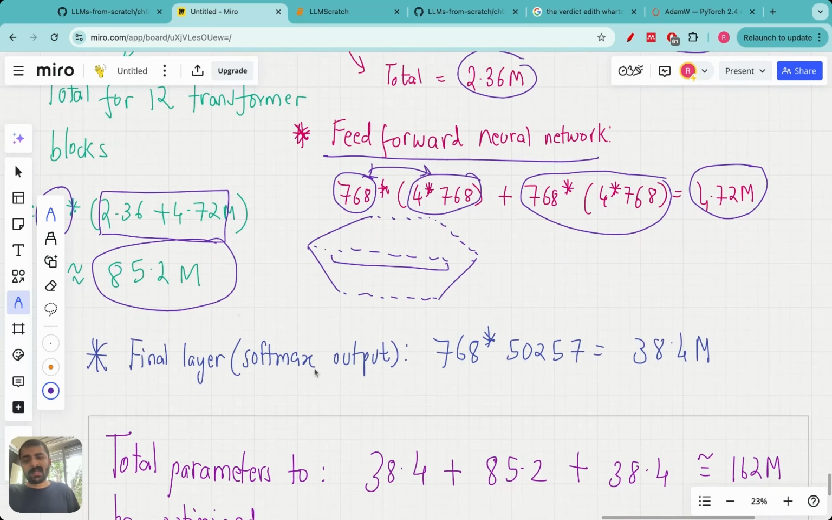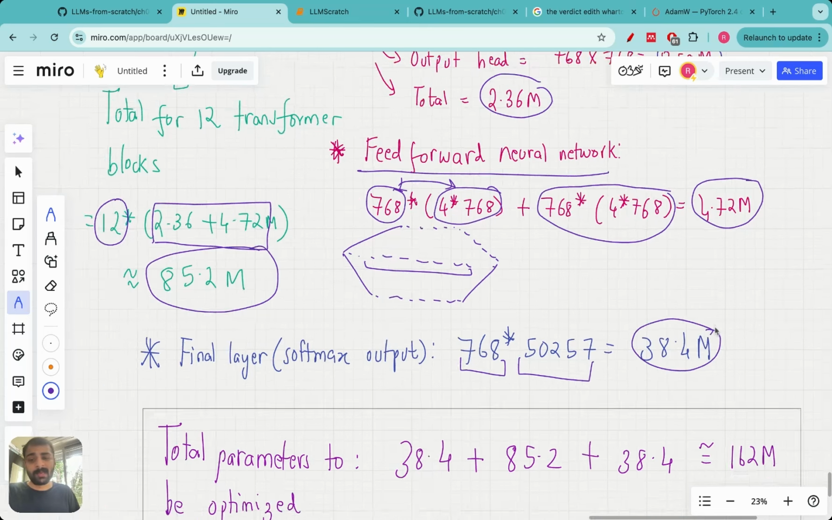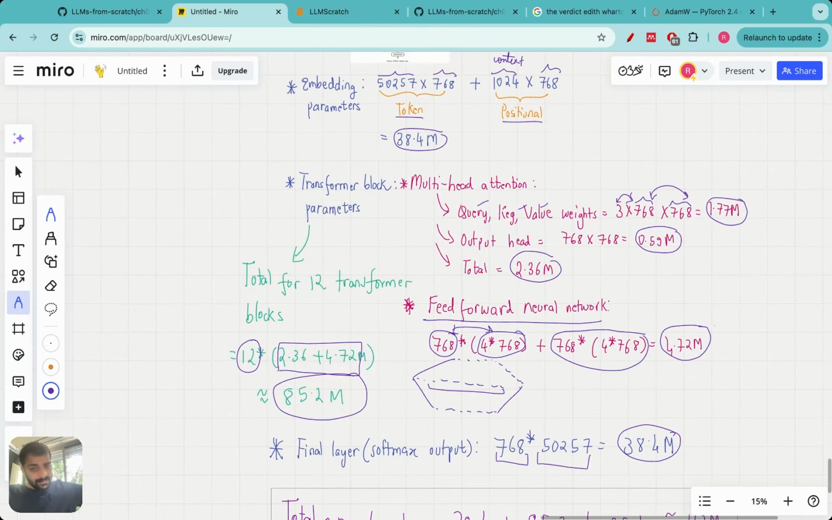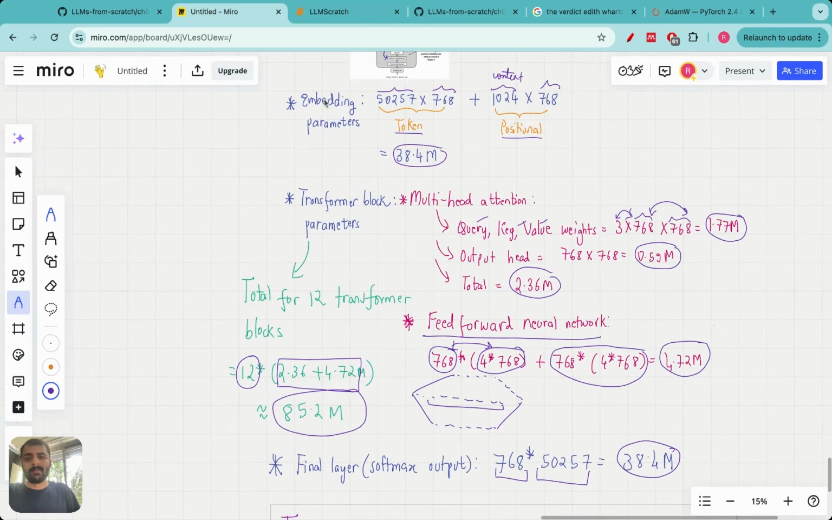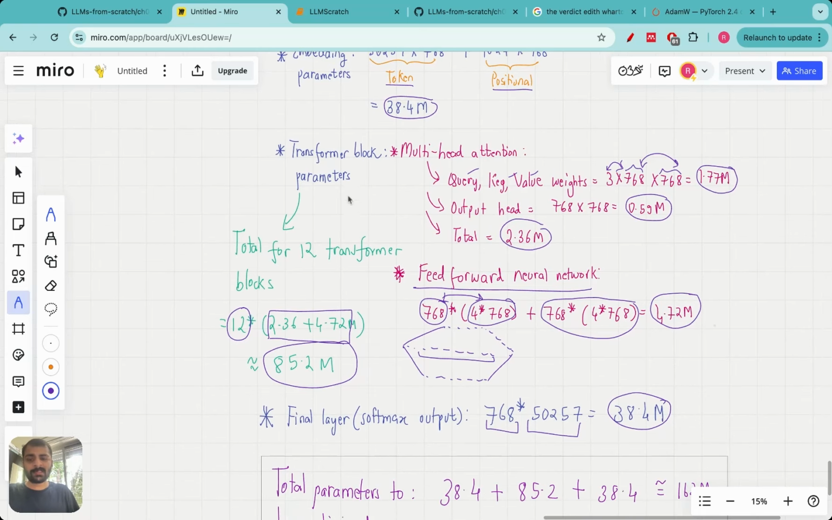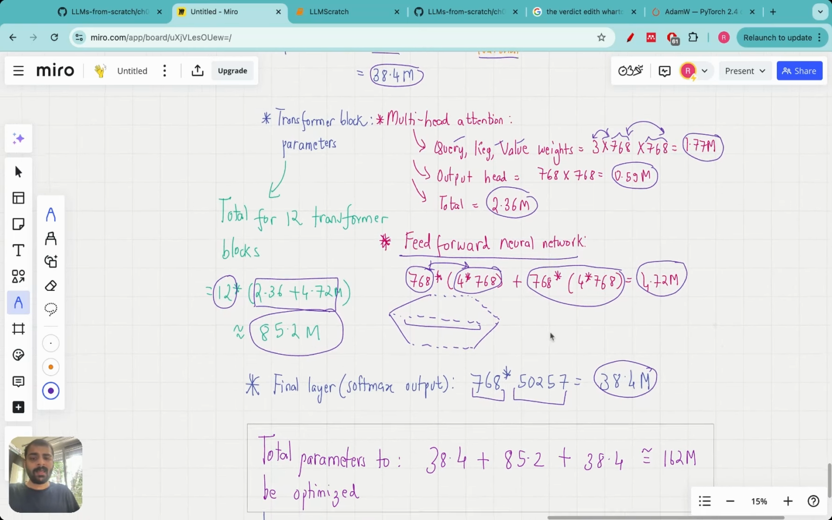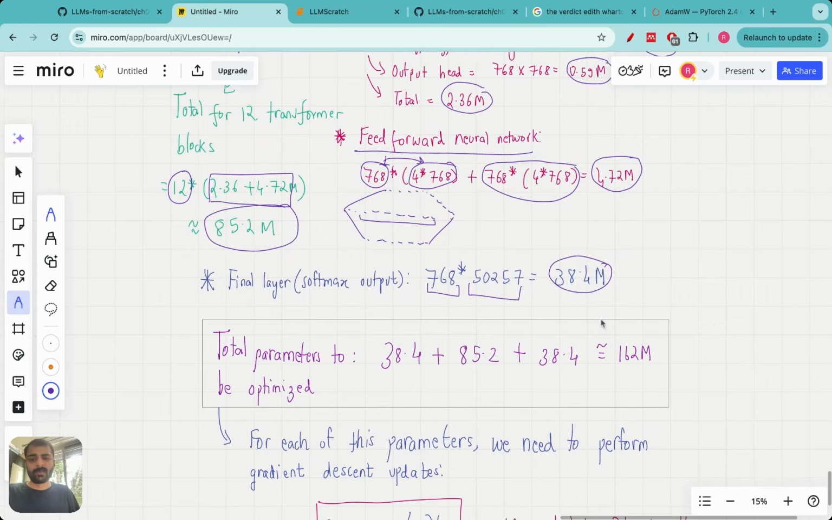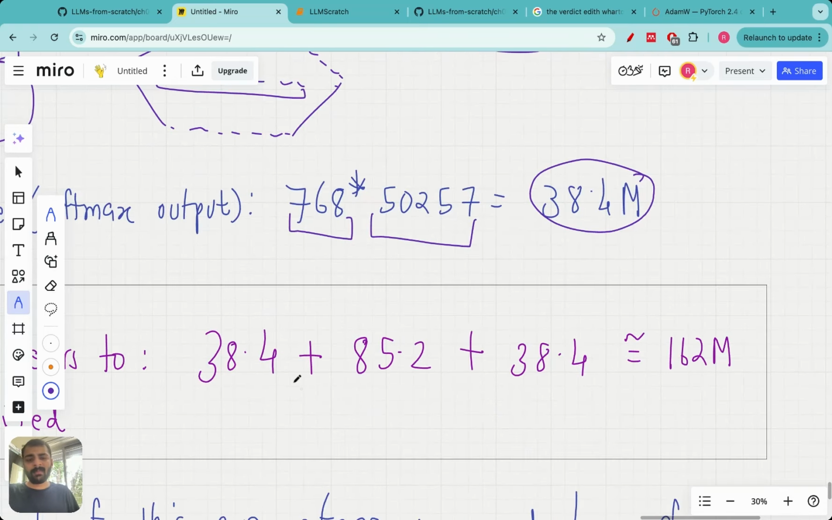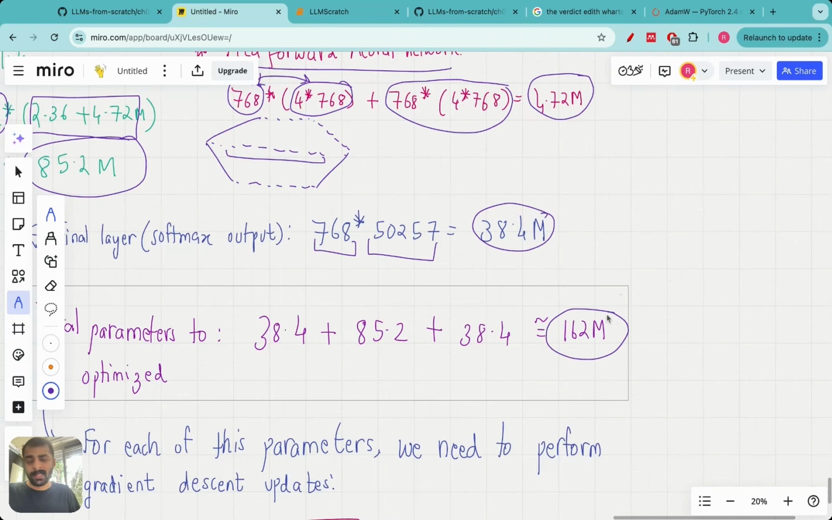And then there is a final layer, which is the softmax, which gets us the logits tensor, and the number of parameters here is the embedding dimension multiplied by the vocabulary size, and that's 38.4 million parameters. So if you add up these numbers of parameters together, the embedding has 38.4 million, the transformer has 85.2 million, and then the final layer has 38.4 million. So the total number of parameters, if you add up, is 162 million.